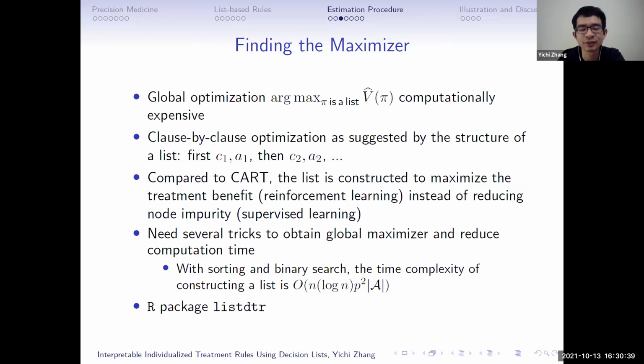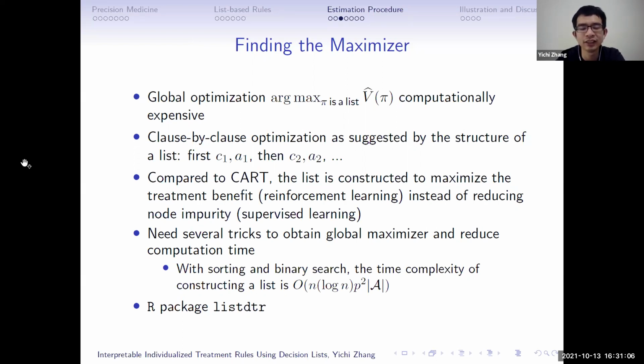That's how we estimate the value function, which is the mean outcome if all the patients in the population of interest follow the recommendation given by pi. Then the last step is to find the maximizer of the value function. And this is often a tricky task.